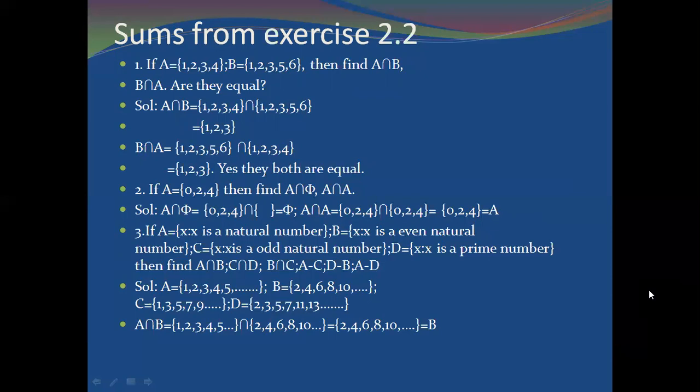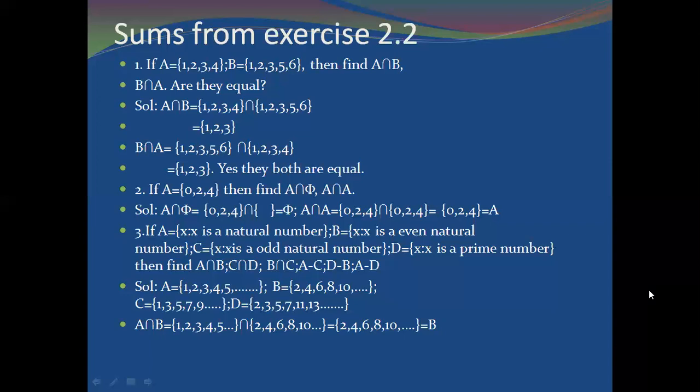Now, set A is equal to 0, 2, 4. Then find A intersection phi and A intersection A. So A intersection phi: A's elements are 0, 2, 4. Intersection with phi means there is no element in it, so it is the empty set. What is the common element in both? There is no common element in both, so the answer is again phi. So A intersection phi is equal to phi. Now A intersection A, that is 0, 2, 4 intersection 0, 2, 4. The common is what? 0, 2, 4. So A intersection A is equal to A.